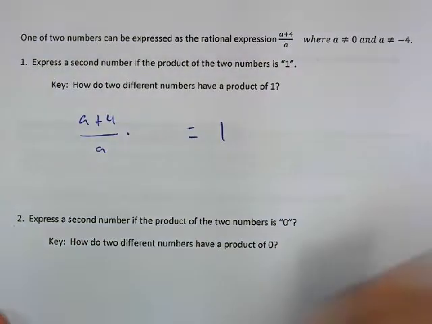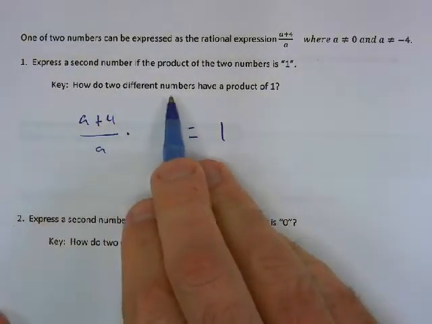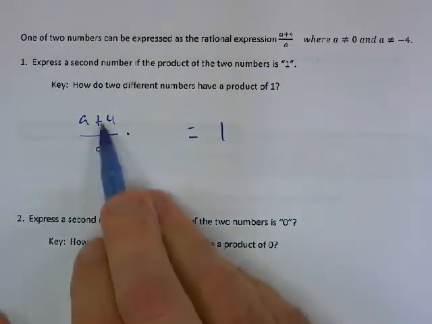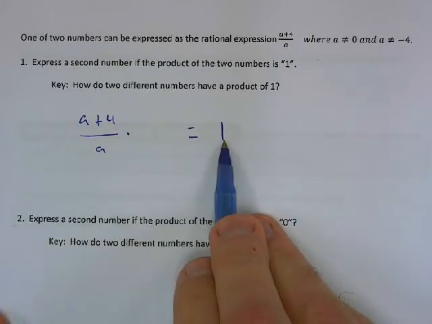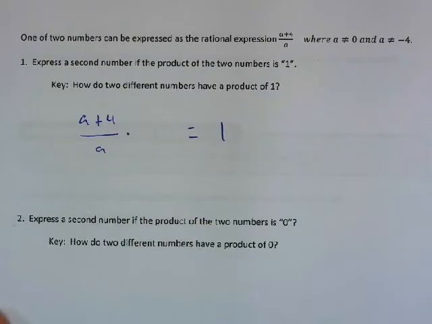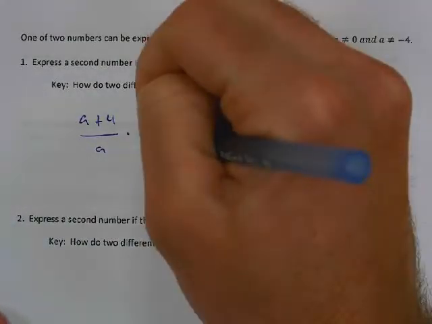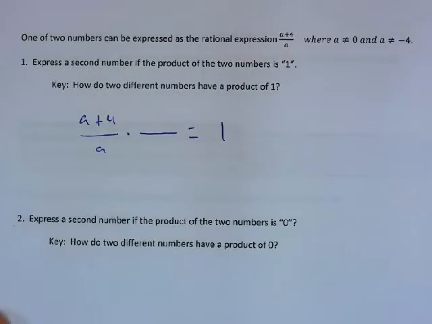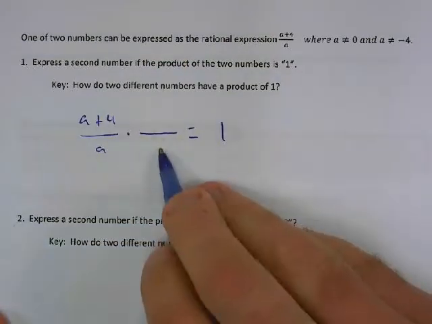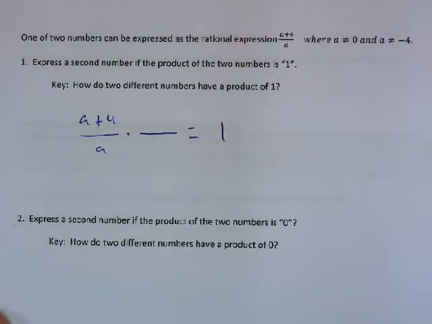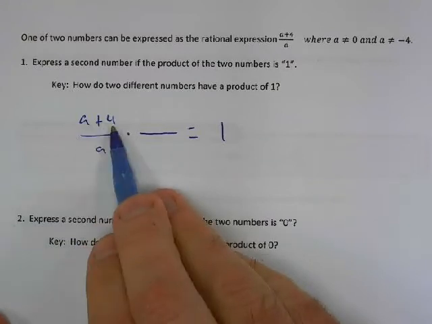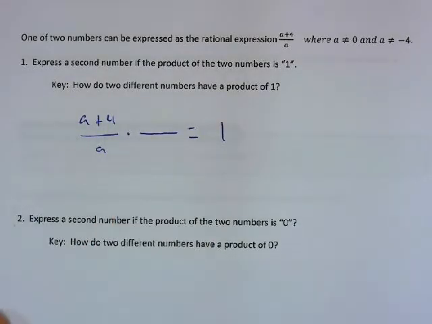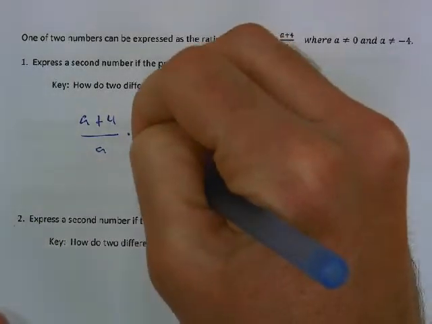Okay. Now the key here, how do two different numbers have a product of 1? Well, if I'm multiplying this fraction with something else and the answer is 1, well then how does that happen? Well, basically everything has to cancel, so we're just left with 1s. Okay, so we're going to multiply it by another fraction. We can always make it a fraction because if it's not a fraction, you can just have a 1 on the bottom. All right, let's see, I want this A plus 4 on top to cancel, or reduce I should say, with something on the bottom, which means on this fraction I have to have an A plus 4 on the bottom.